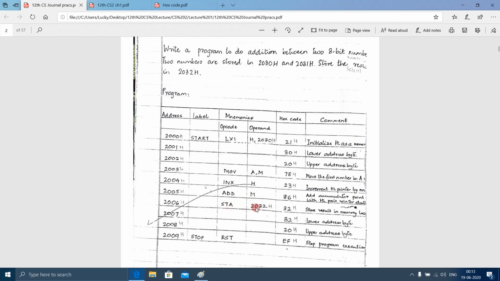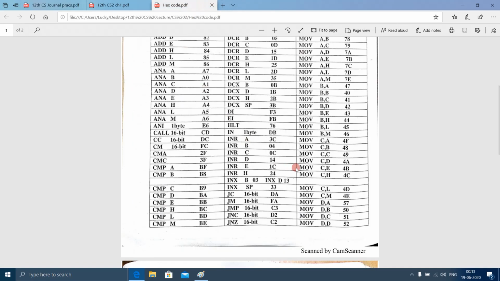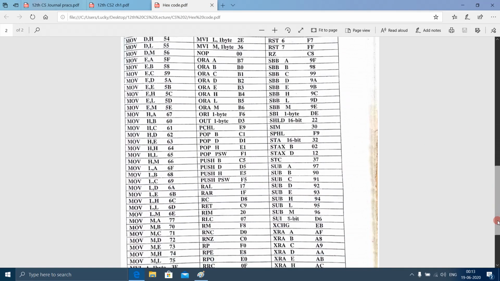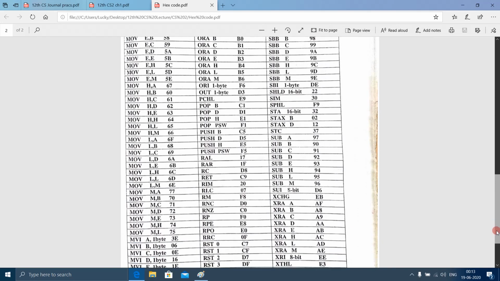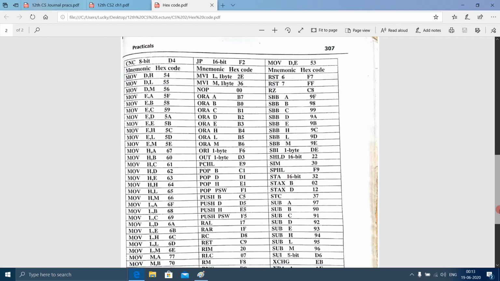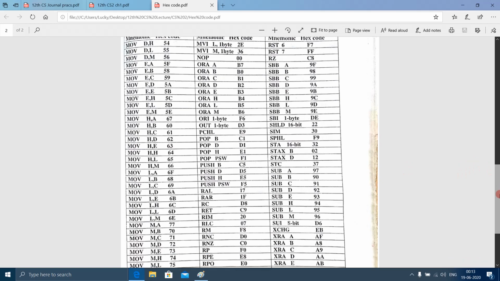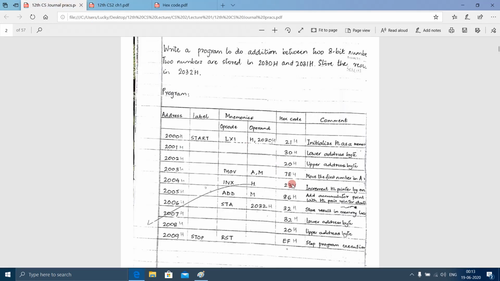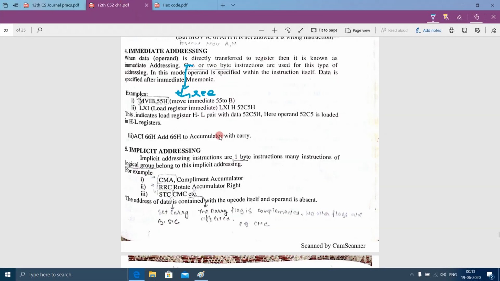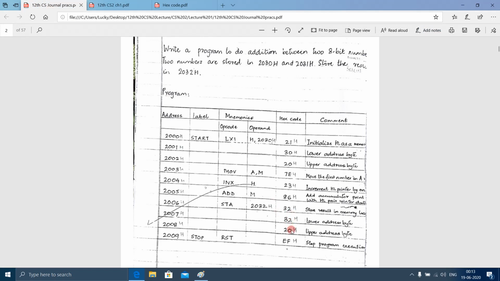If you see STA 2032, that means STA 16-bit. So let us look for STA 16-bit. STA 16-bit is 32H. So 32H is the hex code, and then the lower order byte and upper order byte, 32 and 20. So this STA is a 3 byte instruction.